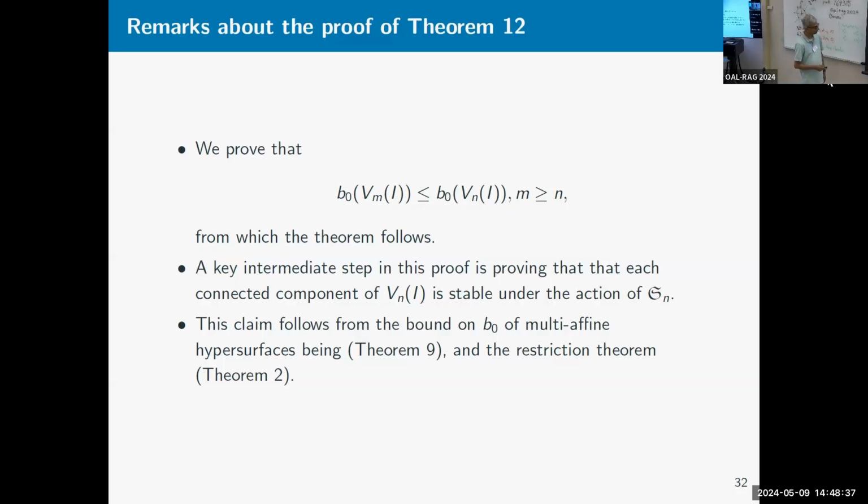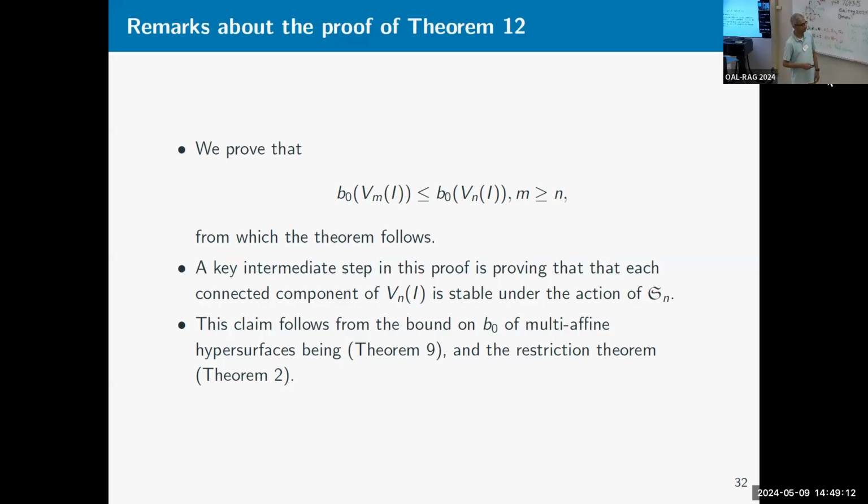Now, the point here is that we already know from our bound on b0 of multi-affine hypersurfaces, never mind symmetric or not, that this b0 is small. It's independent of n, 2 raised to d minus 1. That means for large enough n, there cannot be any other representations appearing in H0 other than the trivial or the sign. Because for every other representation, the dimension grows with n according to the Frobenius formula.